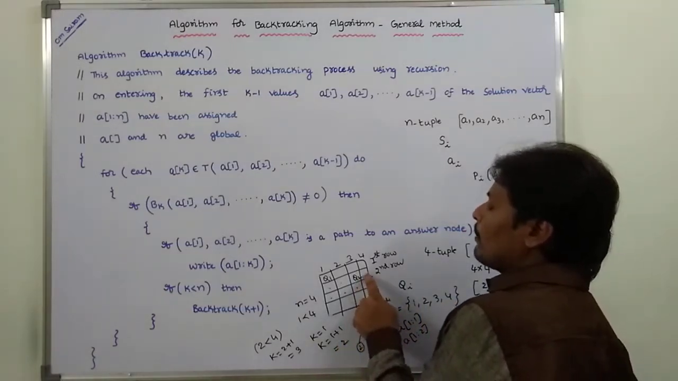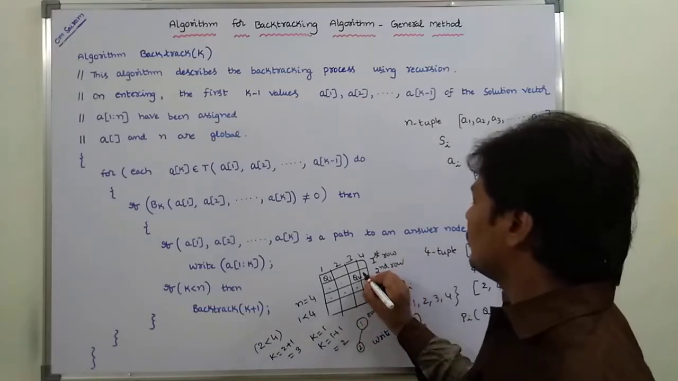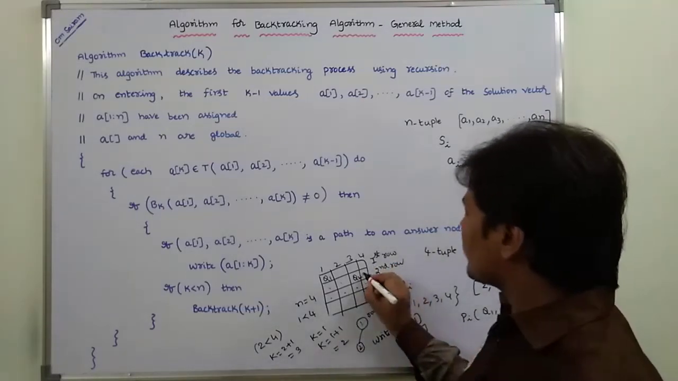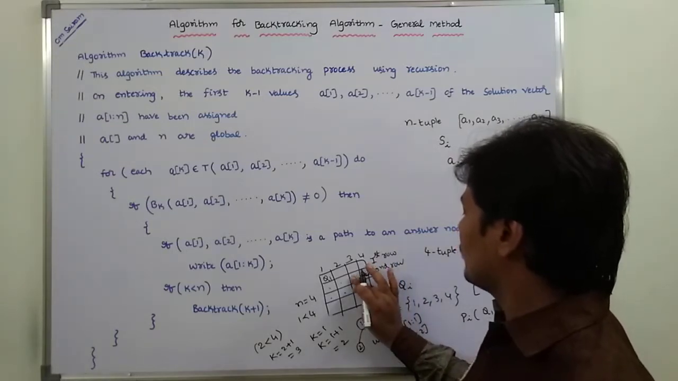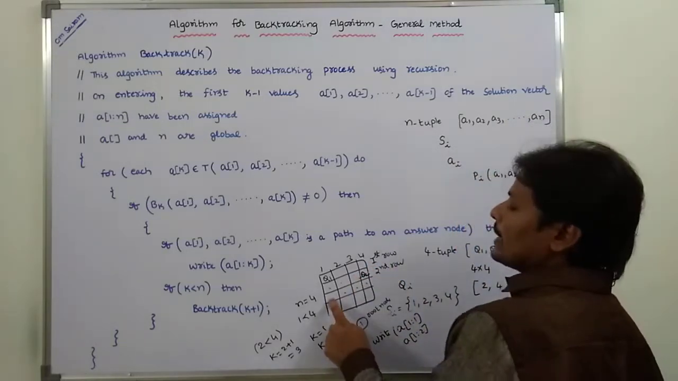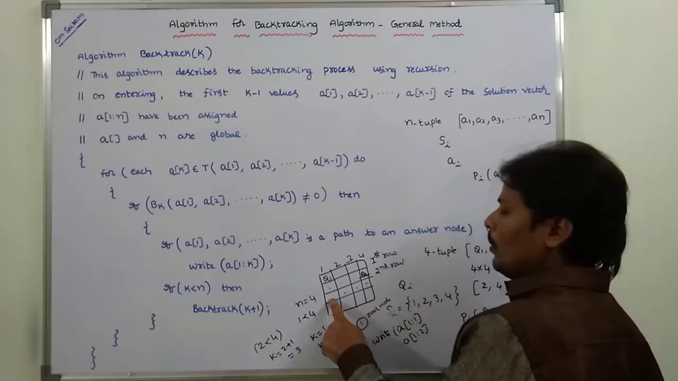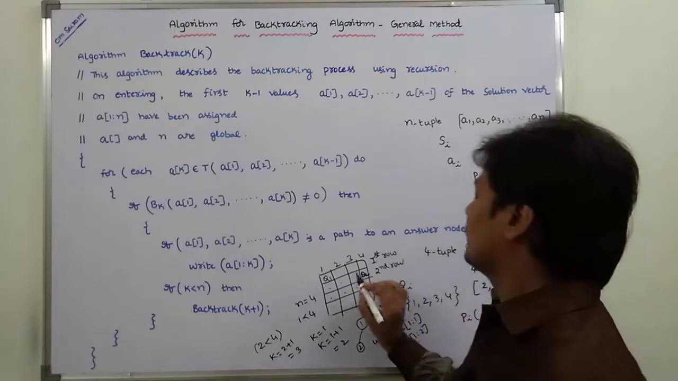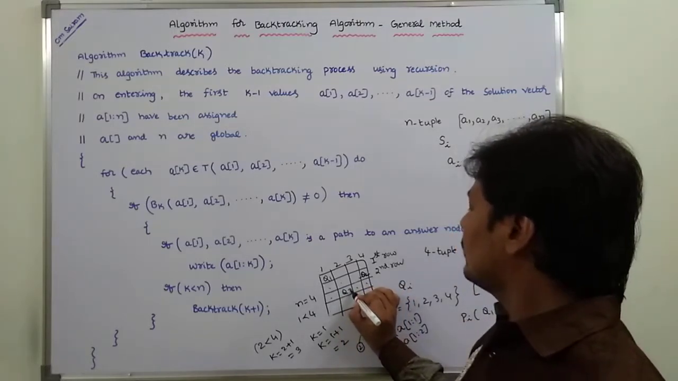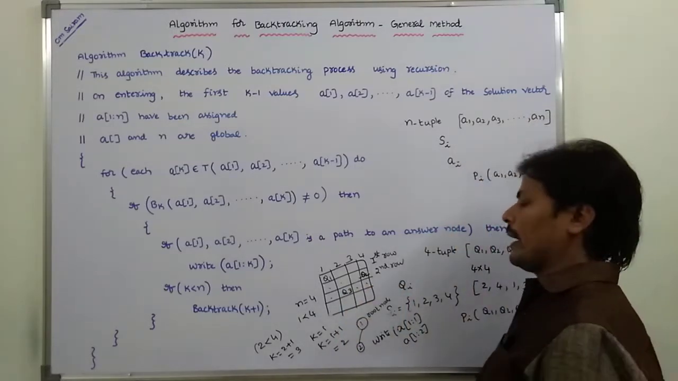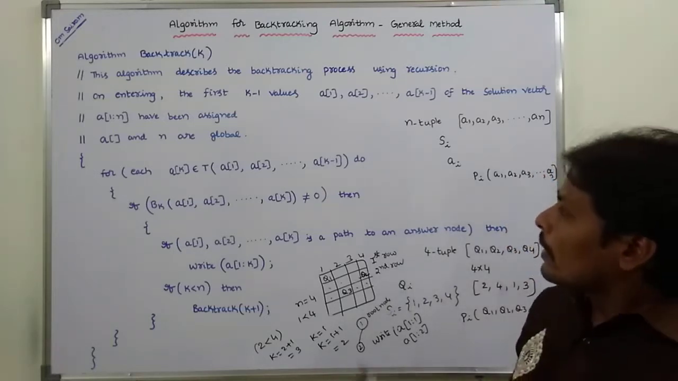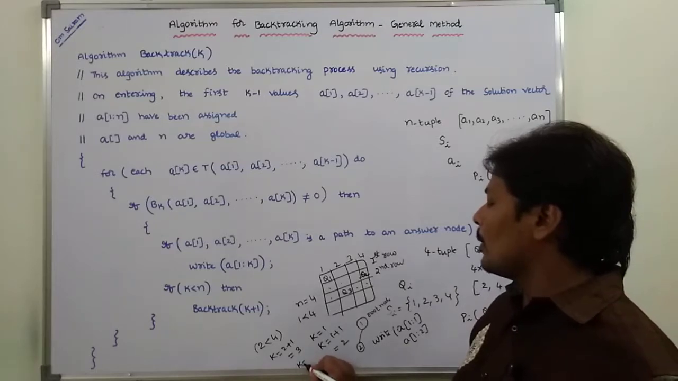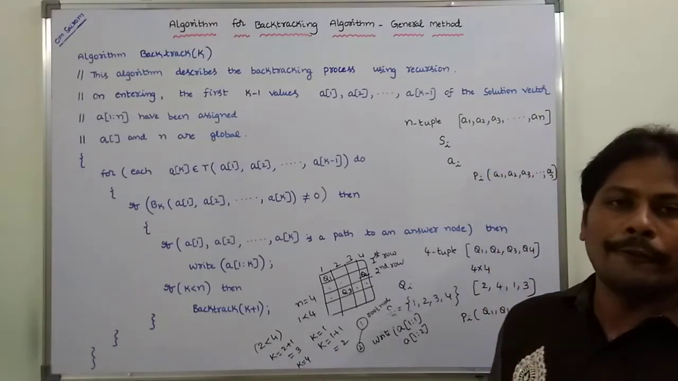So queen 2 can be placed on this column, suppose. So now queen 3 can be placed on this column? No. Queen 3 can be placed on this column? Yes. Queen 3 can be placed on this column. Okay. Next, now k value is incremented. Now k value is equal to 4.